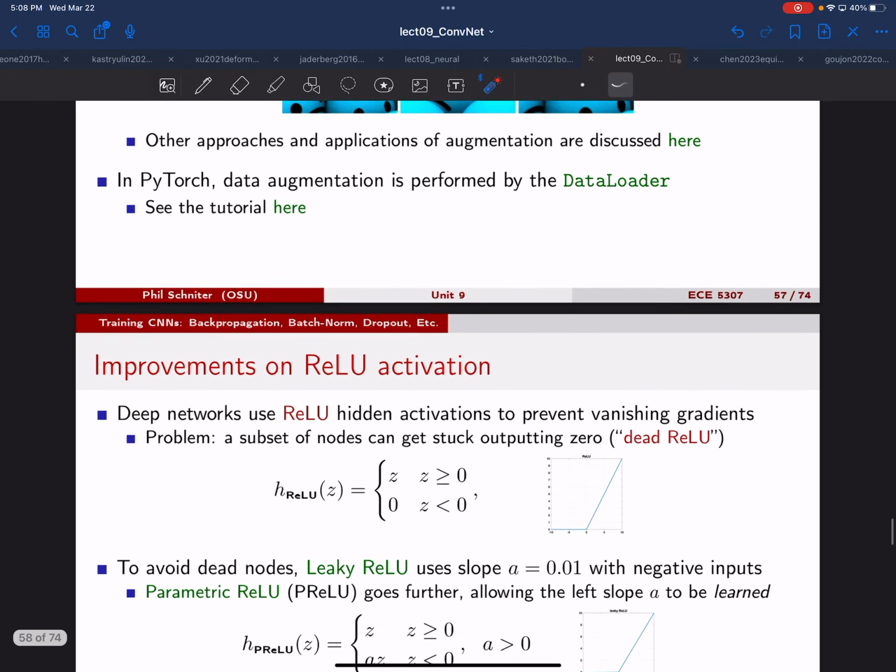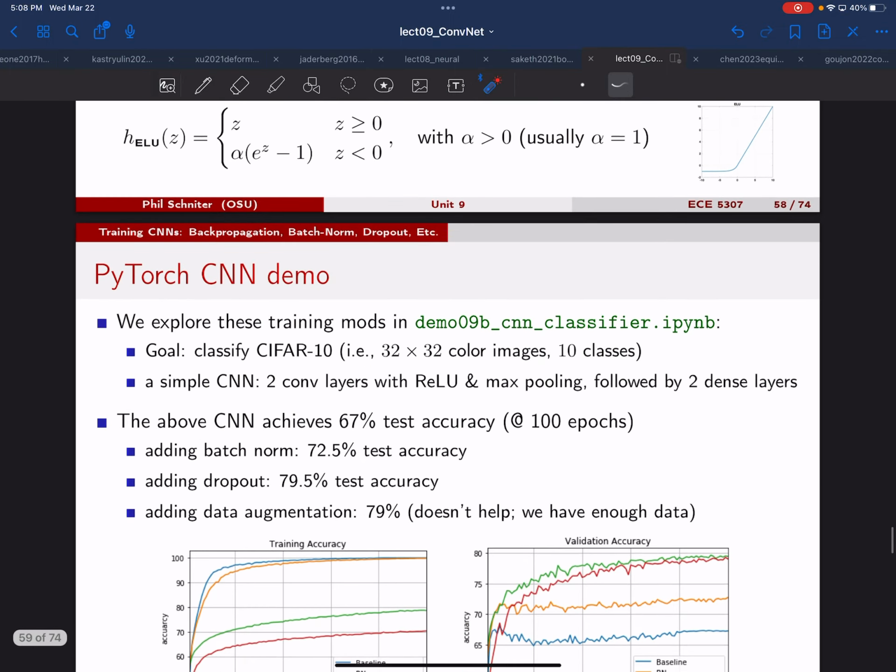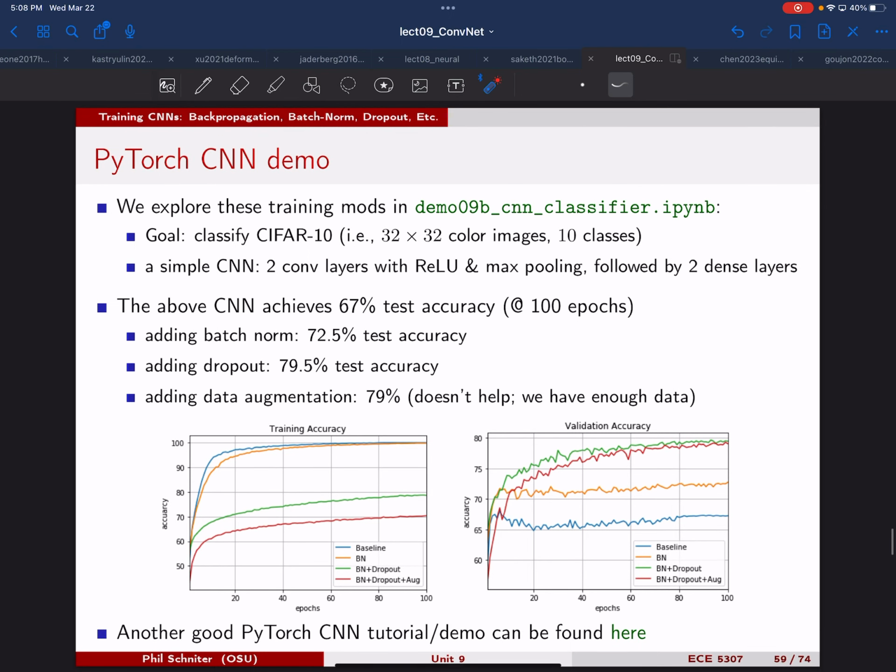Okay, so let's put all this together. Let me cover this demo, and then we'll be done for today. There's a demo that plays with these ideas, demo 9B. There's actually like 4 or 5 demos in this unit. Here you're using a convolutional neural network to classify CIFAR 10. These are 32 by 32 color images, 10 classes. The CNN is simple. There are 2 convolutional layers with ReLU and max pooling, followed by 2 dense layers.